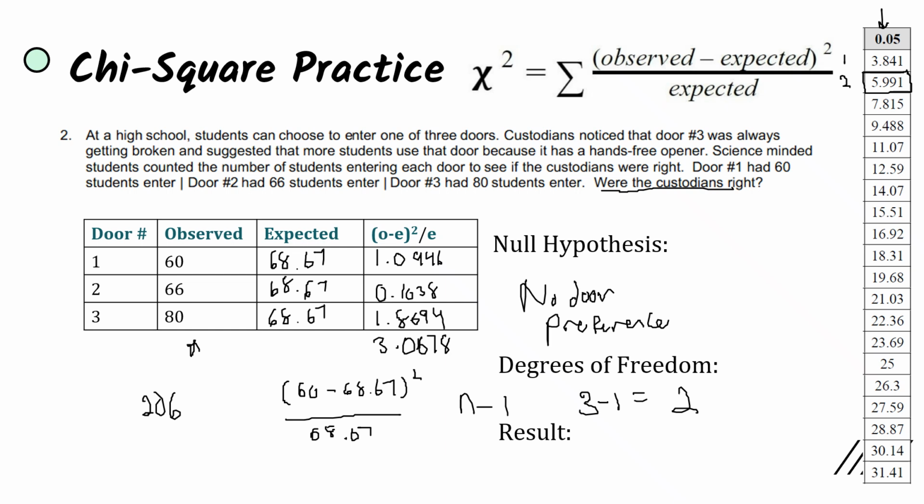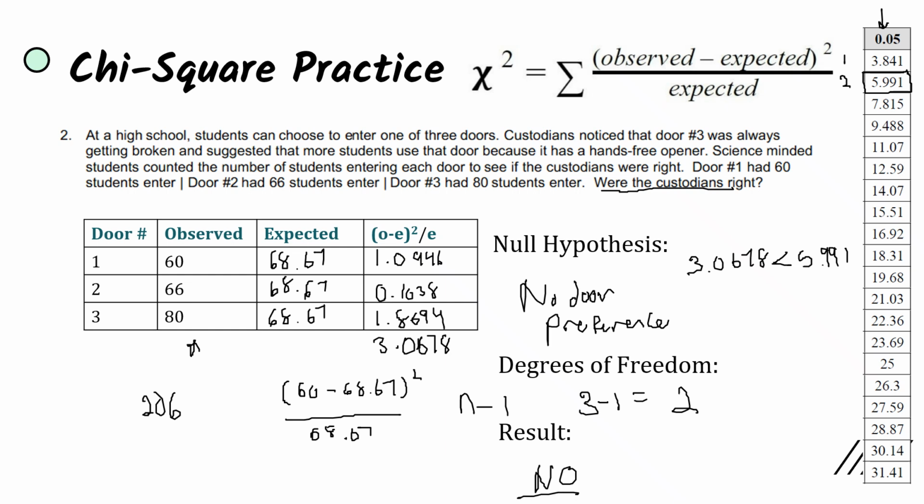And let's compare our value to 5.991. 3.0678 versus 5.991. 3.0678 is less than 5.991. Therefore, there is no door preference, there is no statistically significant difference, and the custodians are wrong. So the result is no. So there you have it.